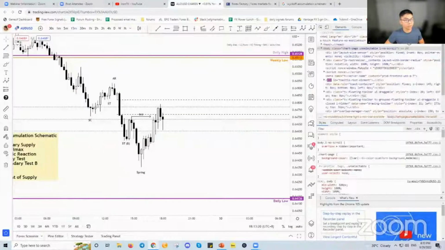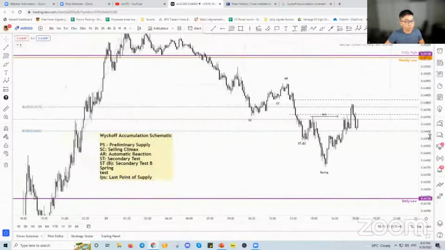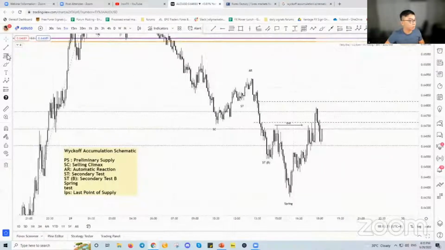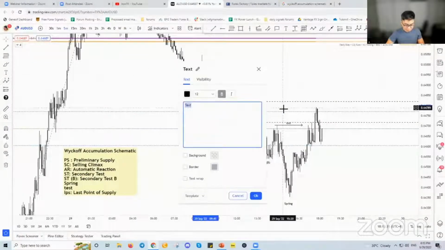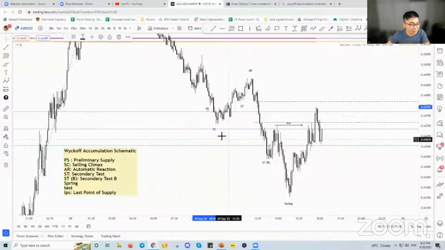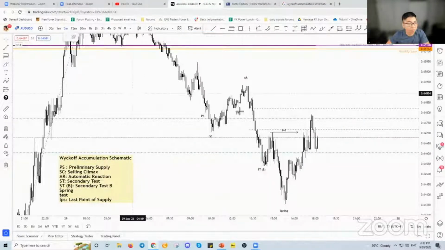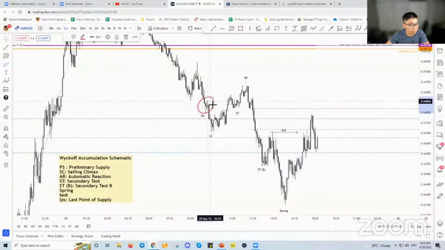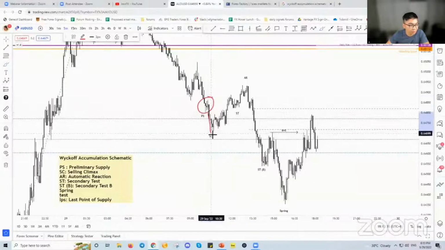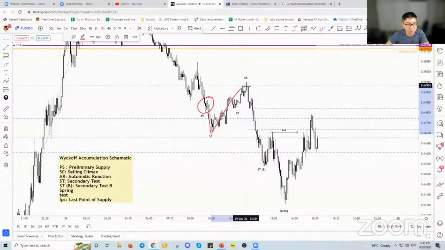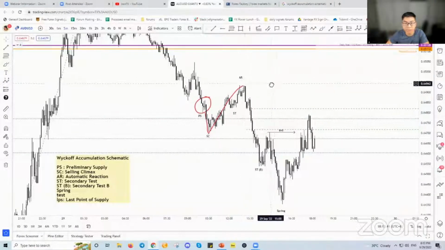Let me draw it out. We'll go on the 5 minutes. You can see it more clearly. So how do we look out for PS, SC, and AR? PS is actually a very, very small movement, followed by selling climax, and then the automatic reaction is a large movement to the upside, a very, very large movement. And then I'll put it as AR.